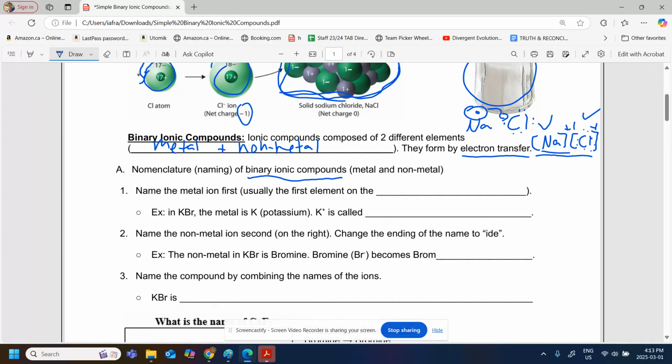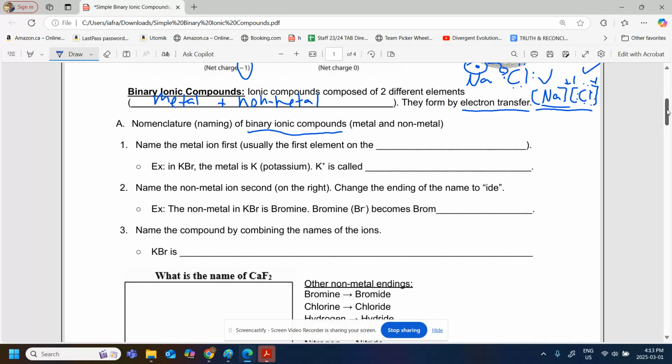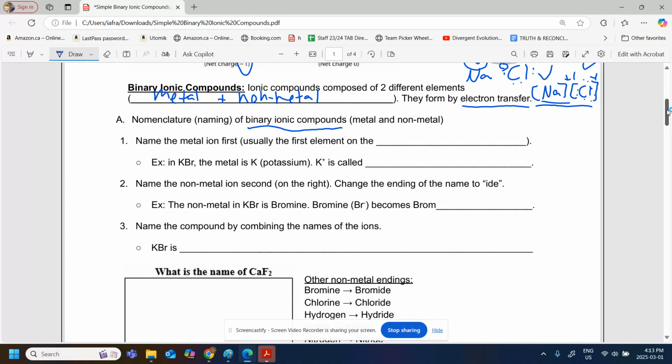There are certain rules for it. Every type of compound, if it's different, has different naming rules, and we're going to focus specifically in this video on how to name binary ionic compounds. In the next video, we'll see how to write formulas for them. So, nomenclature just means naming.